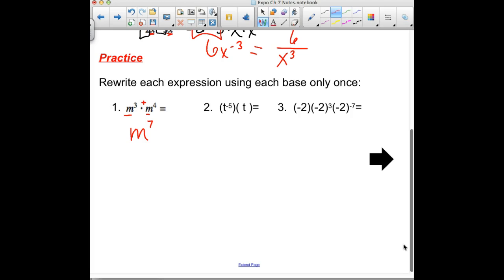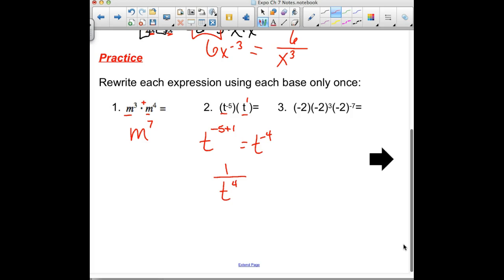Our next example has a common base of t. So we're going to have t as the base in our answer. Again, notice that there is an assumed exponent of 1 right there. And negative 5 plus 1 is negative 4. But we can't leave negative exponents, so we are going to have to flip that over, take its reciprocal, and get 1 over t to the fourth.